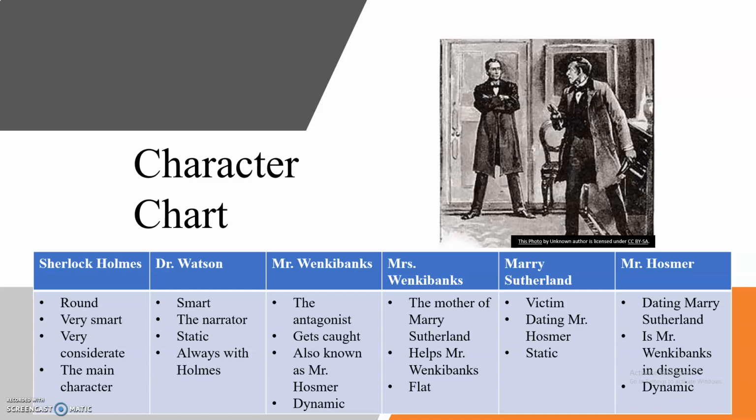Mary Sutherland is the victim of the whole thing. She dated Mr. Hosmer, and she is a static character. She is the one that went to Sherlock Holmes in the first place. And Mr. Hosmer, who dated Mary Sutherland, is Mr. Wendybeck in disguise, and is a dynamic character. Mr. Hosmer is also a made-up character by Mr. Wendybeck.